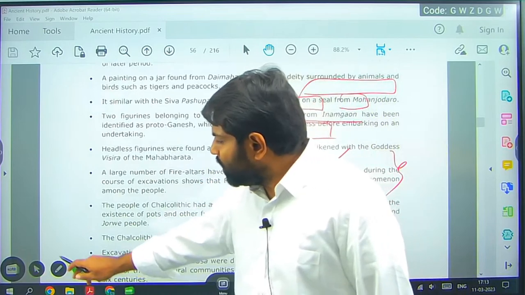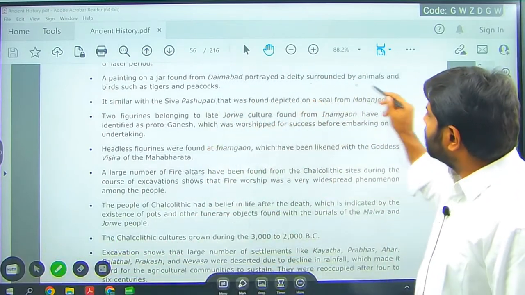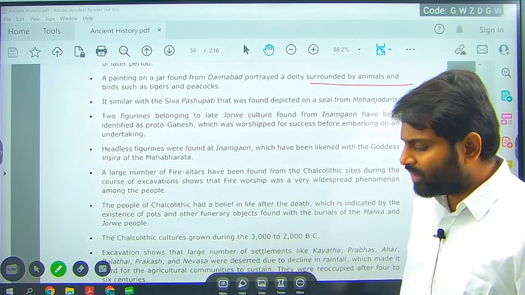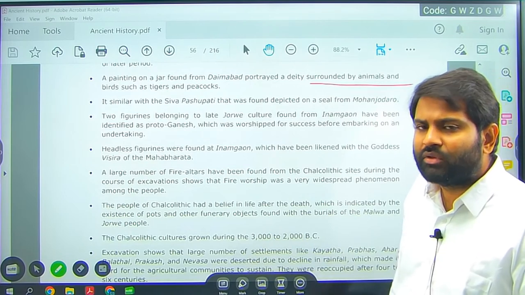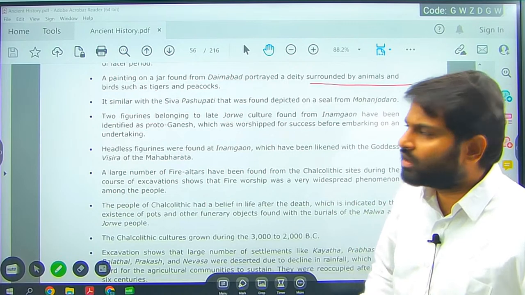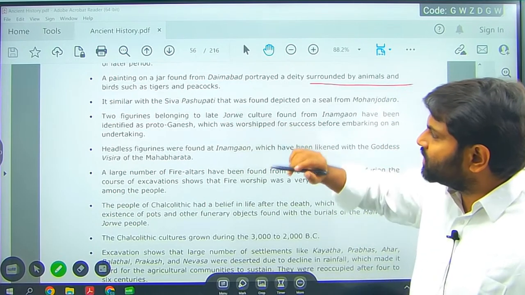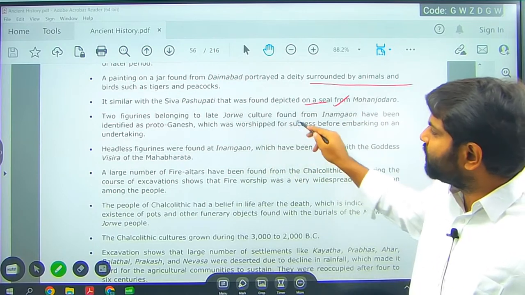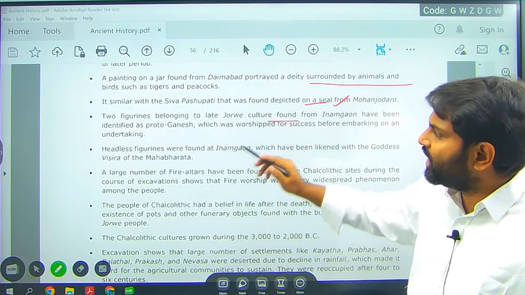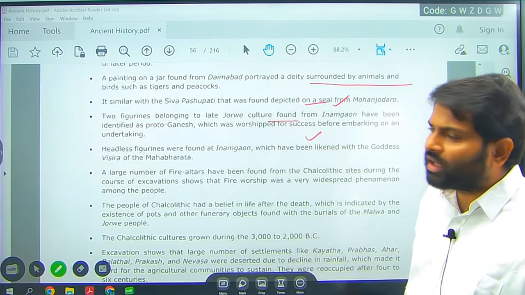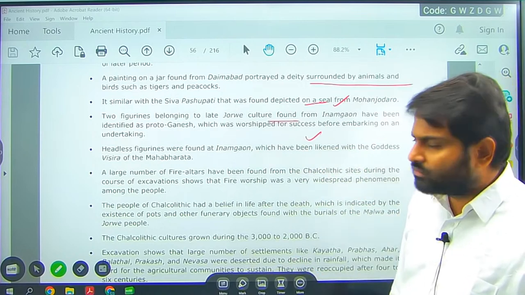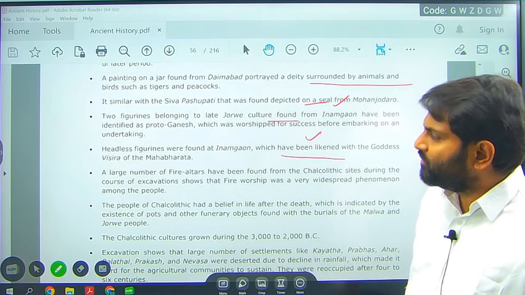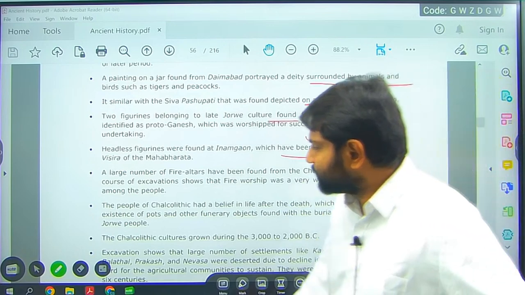On a painted jar from Daimabad, a deity is found surrounded by animals and birds such as tigers and peacocks. So, the same evolution of culture, right? Even now we have those animals which are the vahanas of gods and goddesses. It is similar to the Shiva Pashupati found in Mohenjo-daro. Two figurines belonging to late Jorve culture found in Inamgaon have been identified as Proto Ganesh, who is worshipped for success in embarking on an undertaking, you know, Ganesh, so Adi. Headless figurines were found in Inamgaon, which have been likened to the goddess Vishira of the Mahabharata, maybe they are trying to compare.